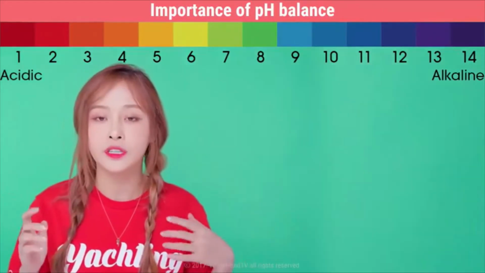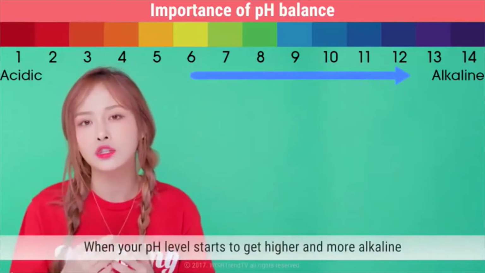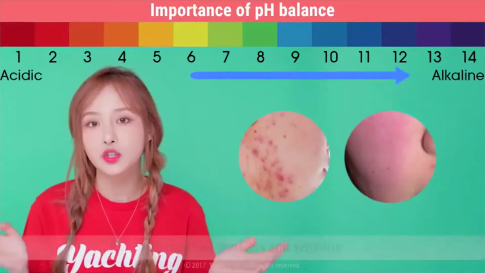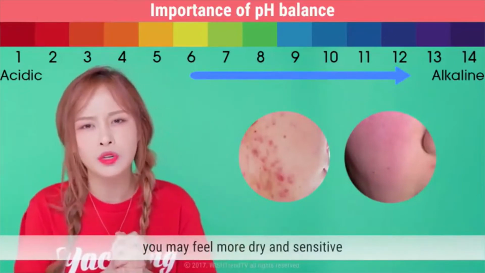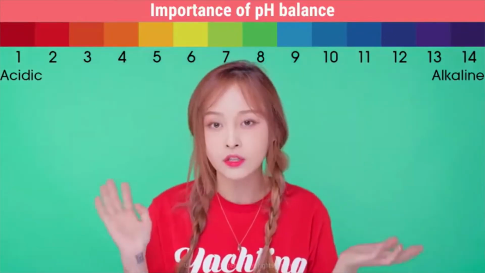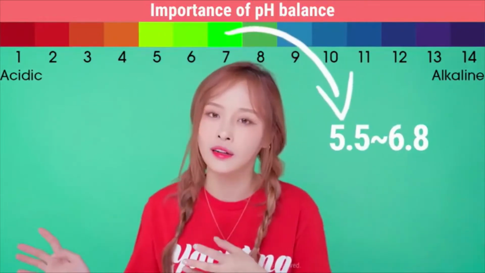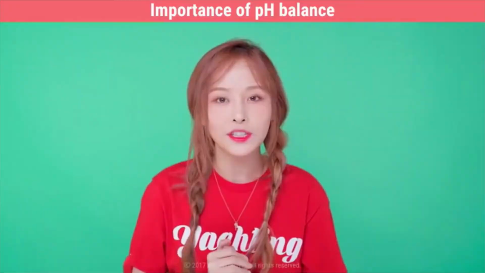On the other hand, if your skin gets more alkaline, then it starts to not produce enough oil and sebum for your skin. This means your skin will start to break out and be more sensitive and dry. Because of this, to maintain healthy skin, you need to make sure you're not way too acidic or way too alkaline, but just right.